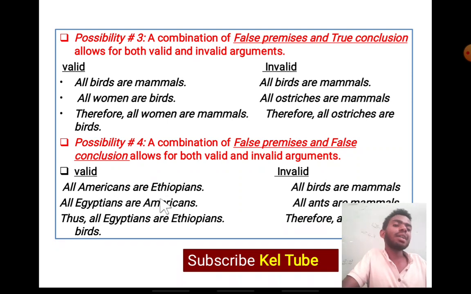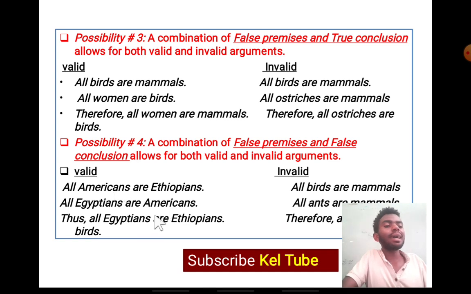All Americans are Ethiopians. It is a false premise. All Egyptians are Americans. It is also a false premise. All Egyptians are Ethiopians is a false conclusion. False premises, false conclusion. We depend on form, how this argument is formed.